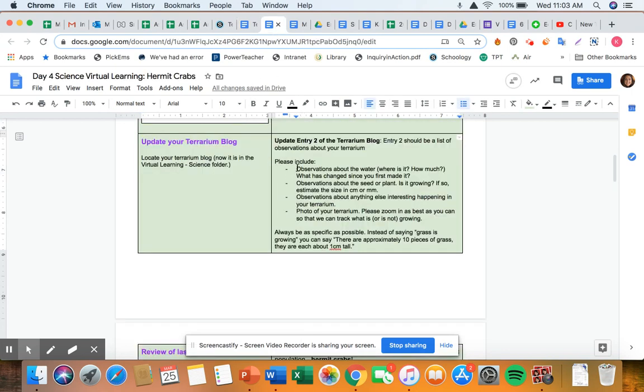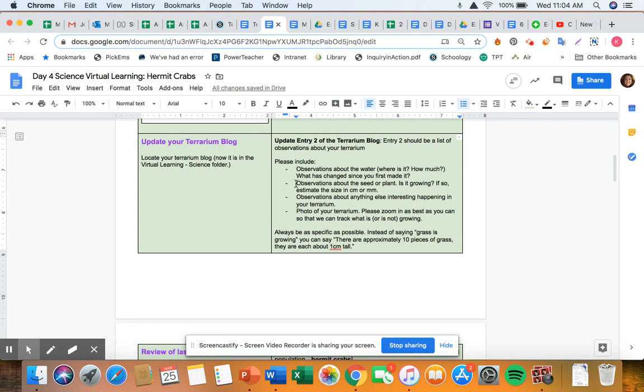So for example, make observations about the water. Where do you see water in your terrarium? How much water is there? Are there drops? Where are the drops? How big are they in millimeters? How has the water changed since when you first made the terrarium?